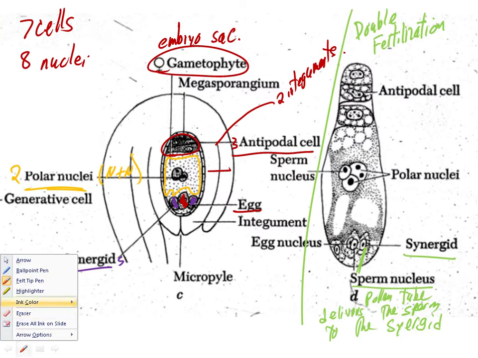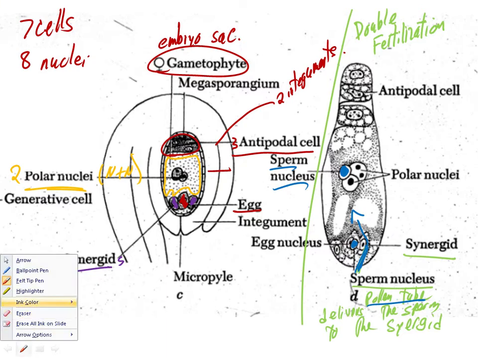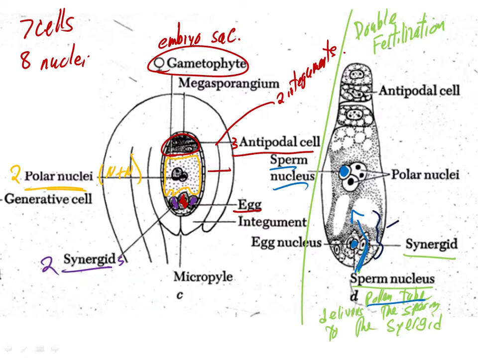So let me grab a little boy color. And here is one of our sperm. There's the pollen tube coming in, and it delivered one sperm then to the egg, and the other sperm is going to be delivered up here to that central cell. So we're going to get our two fertilization events. Another color again. So there's the first and the second fertilization event.